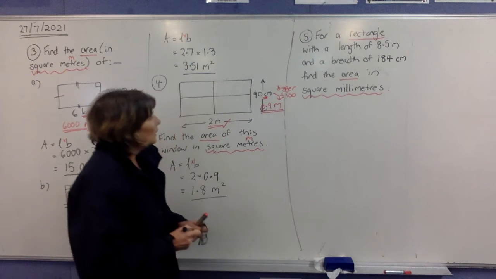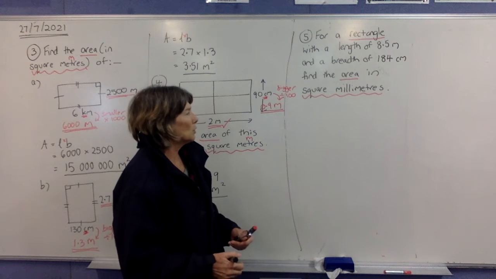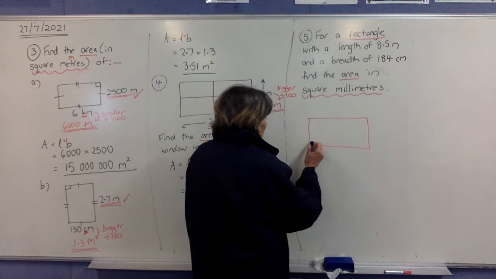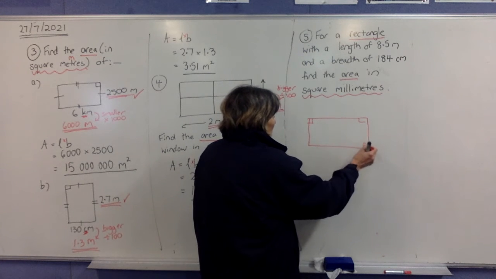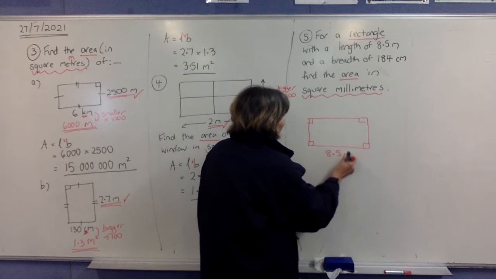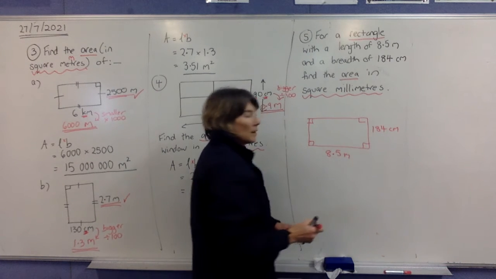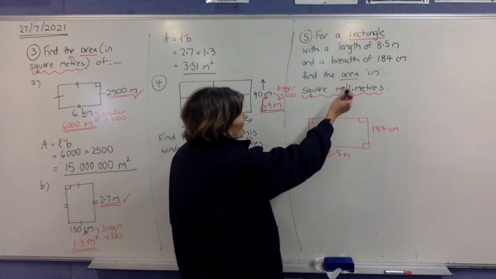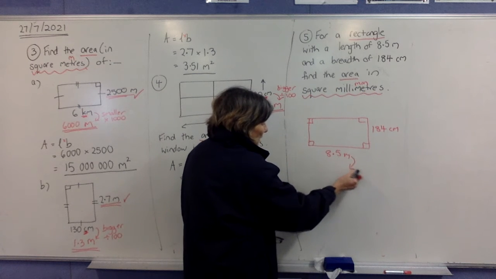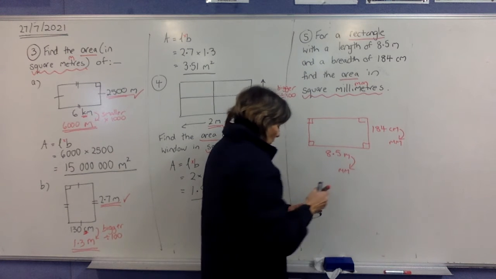Okay, looking over at this question, so one more we're doing. Now they've described this rectangle to you, but it's a good idea for you to draw it. So we're going to draw the rectangle. We're going to put the length of 8.5 metres on. And we're going to put the breadth of 184 centimetres on. Now this question wants you to find the area in square millimetres. So we have to have both of these in millimetres before we start our area formula.